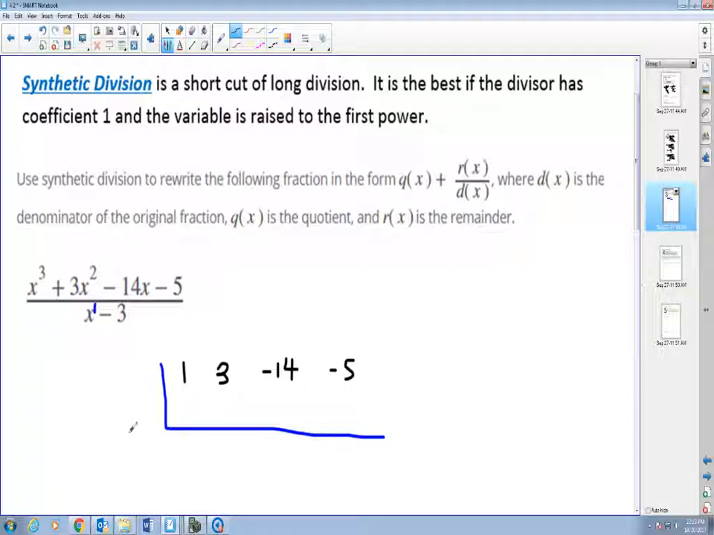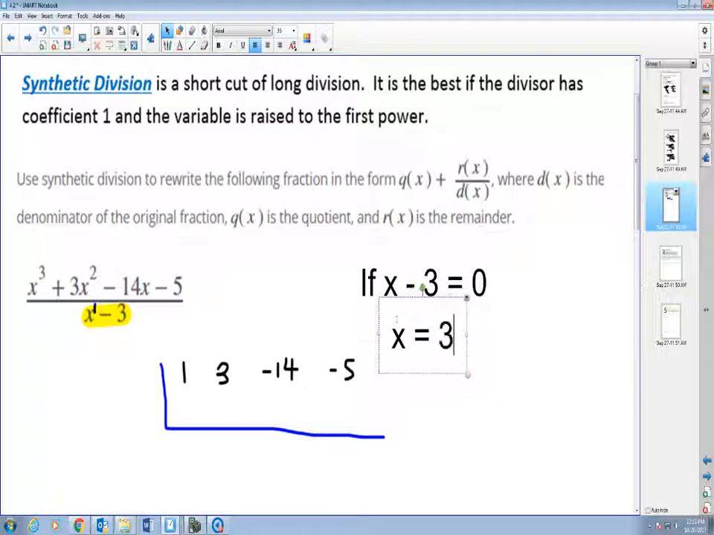What do I use for the divisor out here? Well, what we're going to do here is, for a moment, pretend my divisor will go into my polynomial evenly. What that means is I'm going to pretend my divisor is a factor. So if x minus 3 is a factor of the polynomial, then I can set it equal to 0 and quickly find that x is equal to 3, which means 3 is one of the zeros of the polynomial.